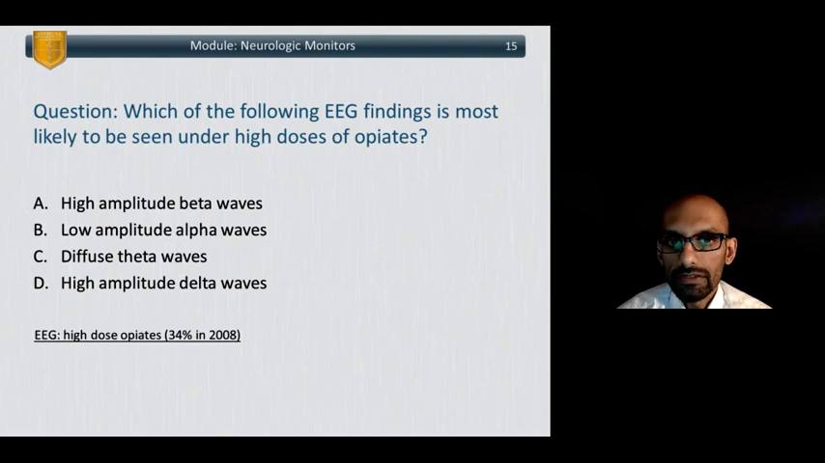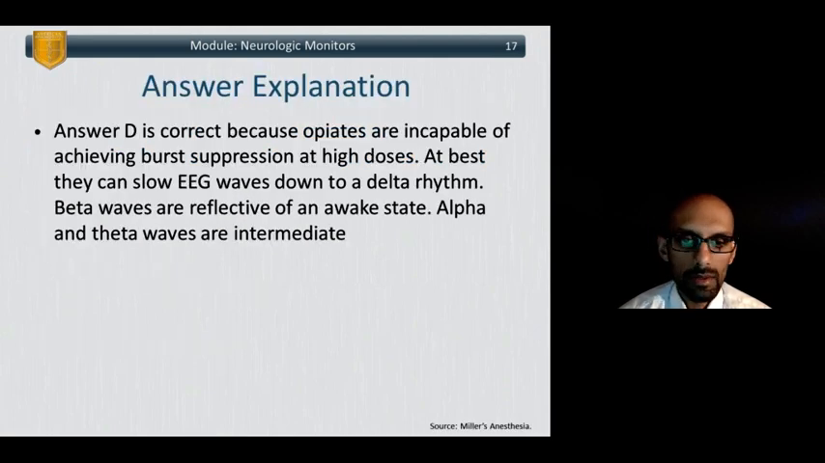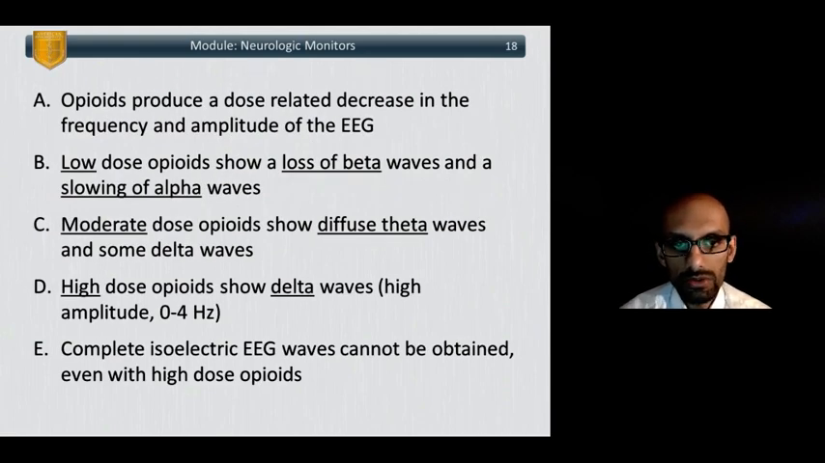Now, which of the following EEG findings is most likely to be seen under high doses of opiates? You can read your choices here. I don't expect most students to really know the specific EEG findings with opiates. It's pretty rare to do a very high-dose opiate anesthetic overall. But in the end, high doses of opiates tend to produce delta waves. Okay, you can't achieve burst suppression or isoelectric EEG with opiates, but you can get all the way down to delta waves. The way I remember it is delta is a type of opiate receptor, so that should sort of hint you along.